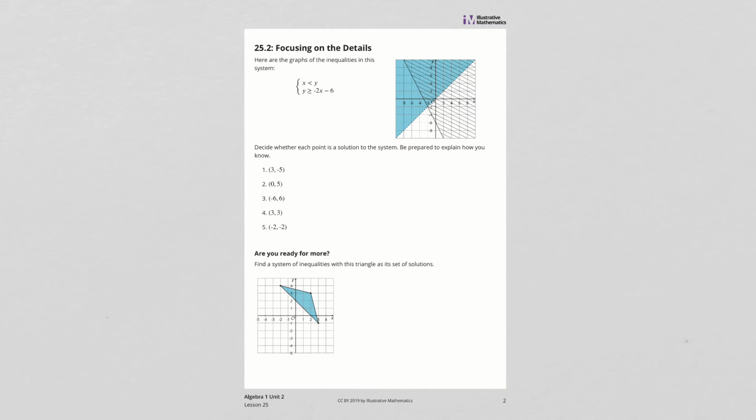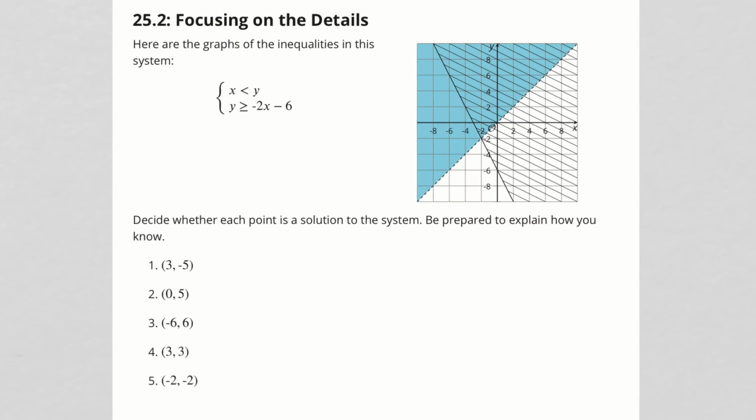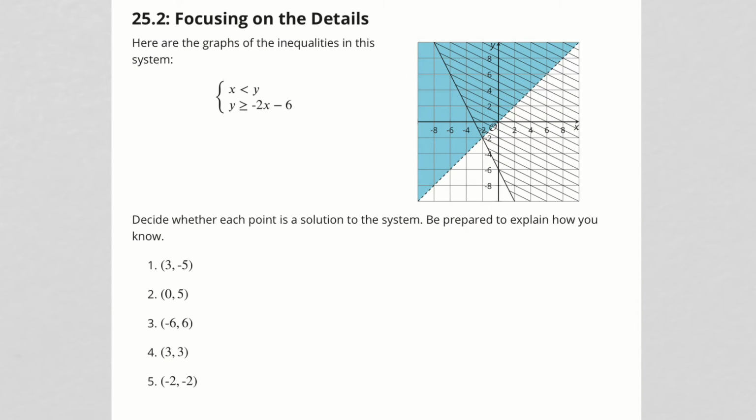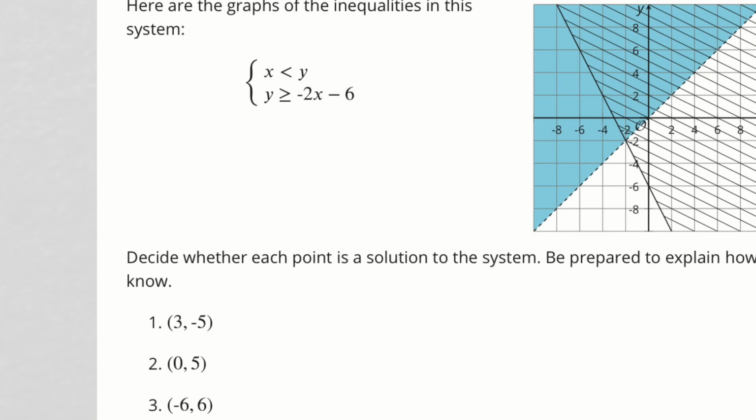Now we're going to be focusing on the details. Here are the graphs of the inequalities in the system. First, let's identify which line is which. So we have x is less than y. Is that our solid line with the hatching or our dashed line with the blue shading? The dashed in blue.